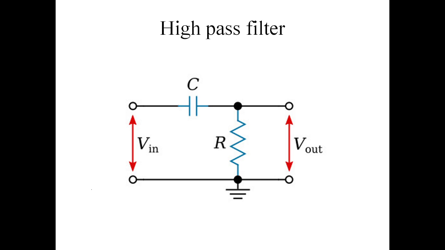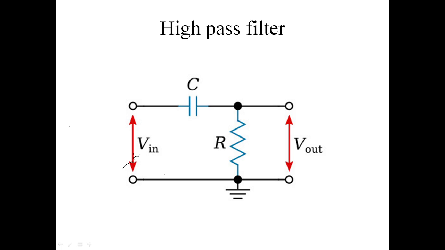So you can see this here. This is the high pass filter circuit. Just by using a capacitor and a resistor, we can pass the high frequency signal and stop the other unwanted signals.